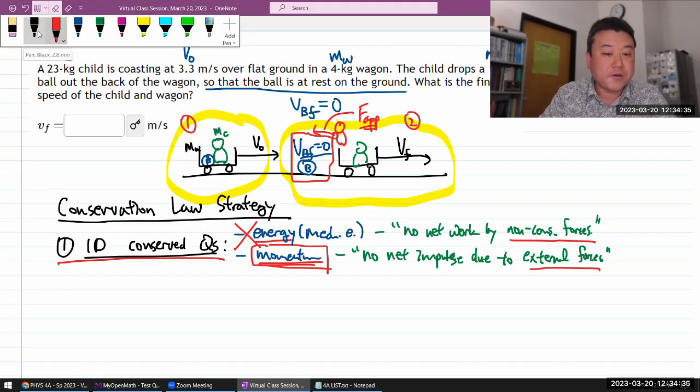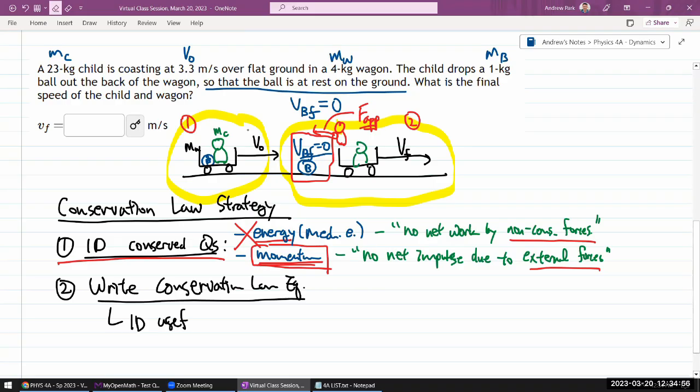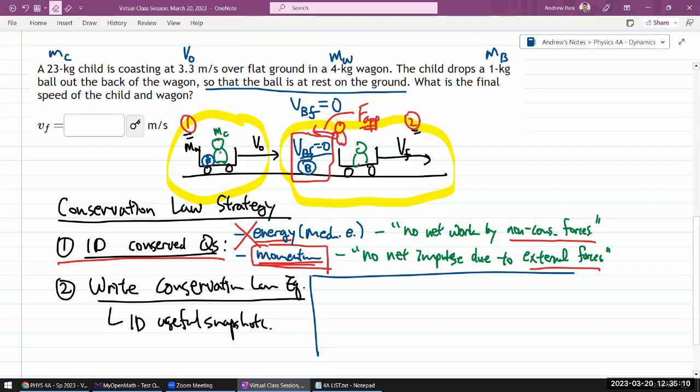Once you've identified your conserved quantity, the next step is to write the conservation law equation. As you're doing that, you should identify useful snapshots if you haven't already. Here, I've done it already: snapshots 1 and 2, initial and final. That's a common choice. So going with that choice, let me write down my conservation law equation. I'm saying the total momentum in snapshot 1 is equal to the total momentum in snapshot 2.